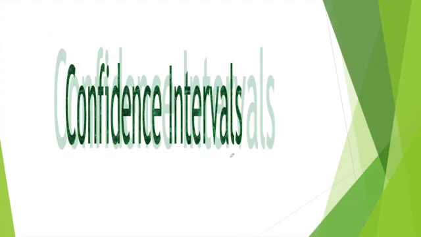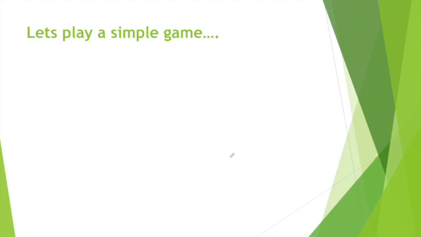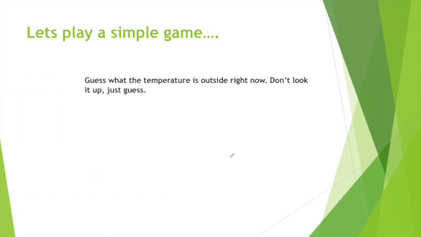So let's find some confidence intervals. So let's guess what temperature it is outside right now. Don't look it up, just guess. I'm going to say it's 55. I'm recording this on March 19th, and it's rainy, but it's warm.